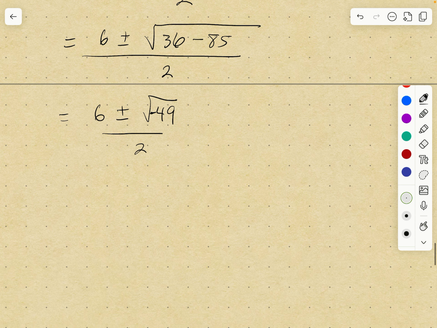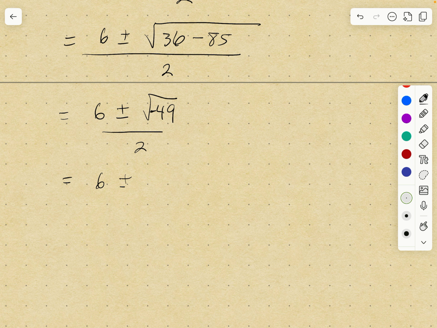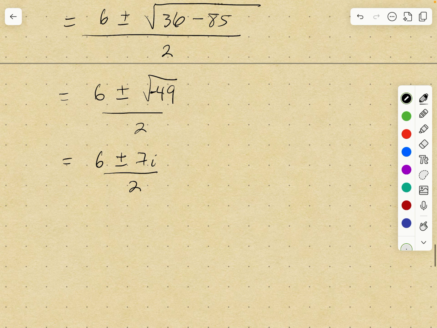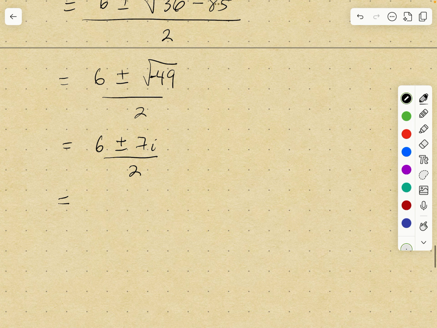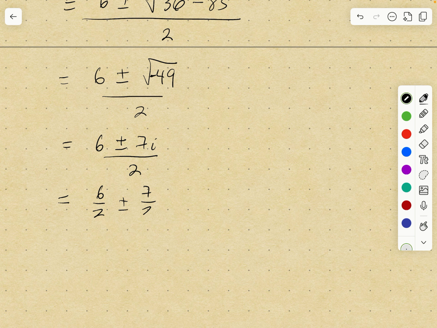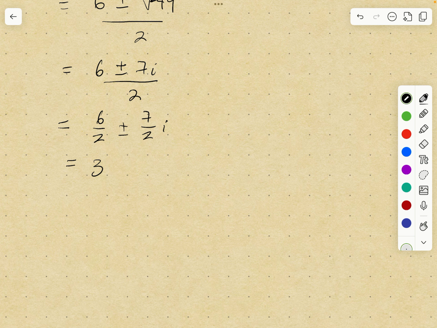All over 2. And the square root of negative 49 is 7i. So you get 6 plus or minus 7i all over 2. And you want to break this up to get your alpha plus or minus i beta. You write this as 6 over 2 plus or minus 7i over 2. So then this is going to be 3 plus or minus 7 over 2 i. So what's our alpha and what's our beta? Alpha is 3, right? That's our alpha. And our beta is 7 over 2.